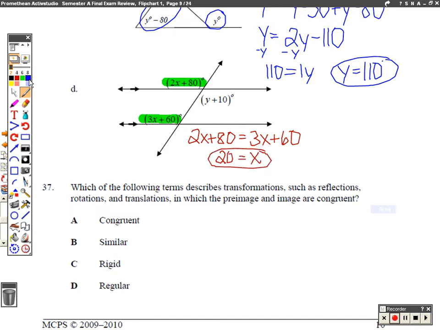Now that I know that x is 20, I could go back into any angle and replace it. 2 times 20 plus 80, or 120 degrees. Now that I know that 120 degrees is a vertical angle of y plus 10, I can set that equal, and I know that y is 110 degrees.